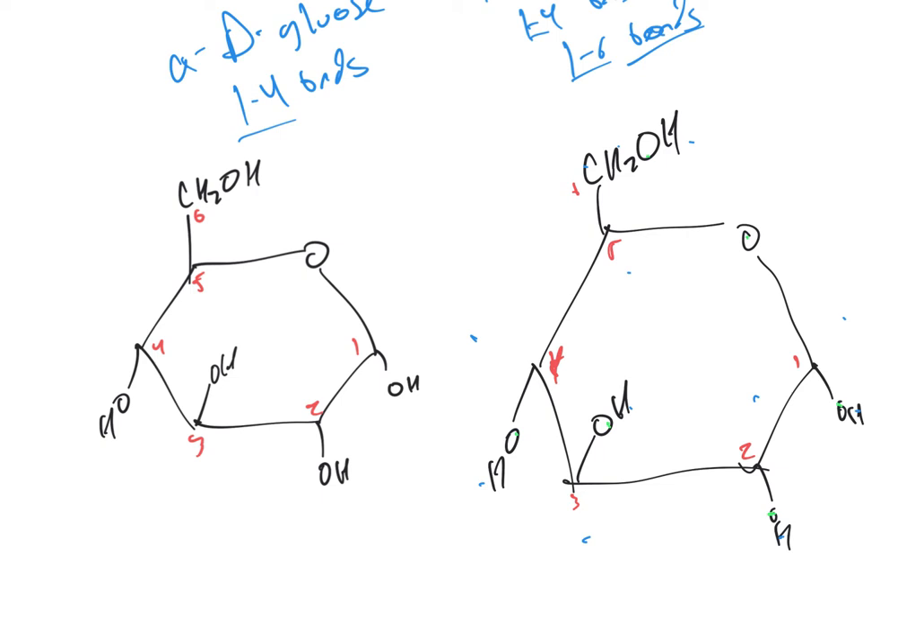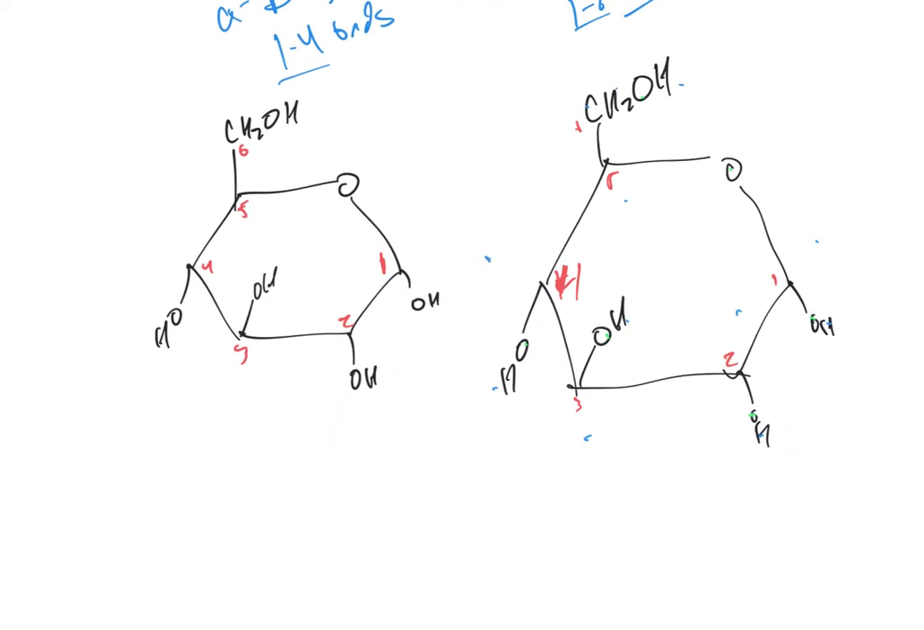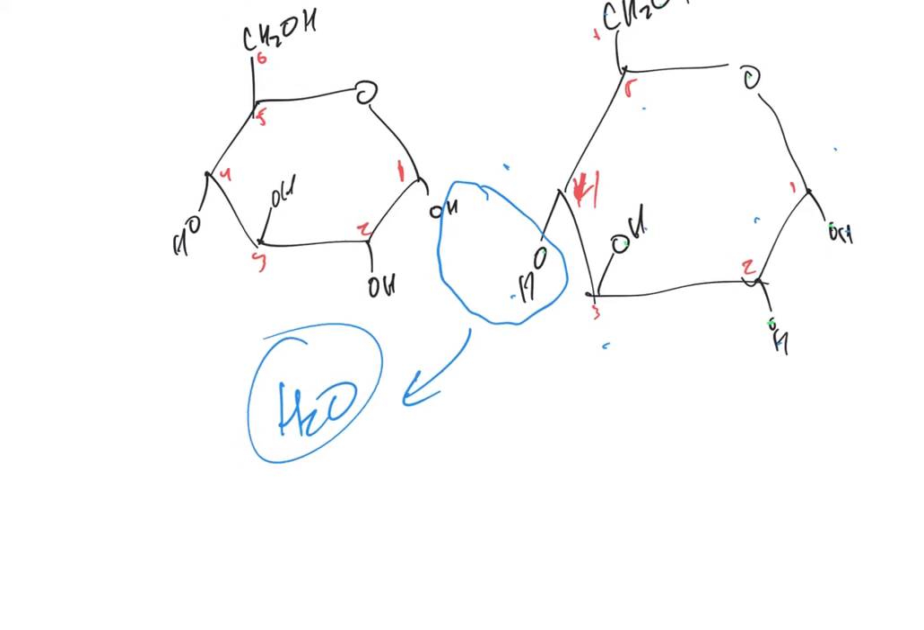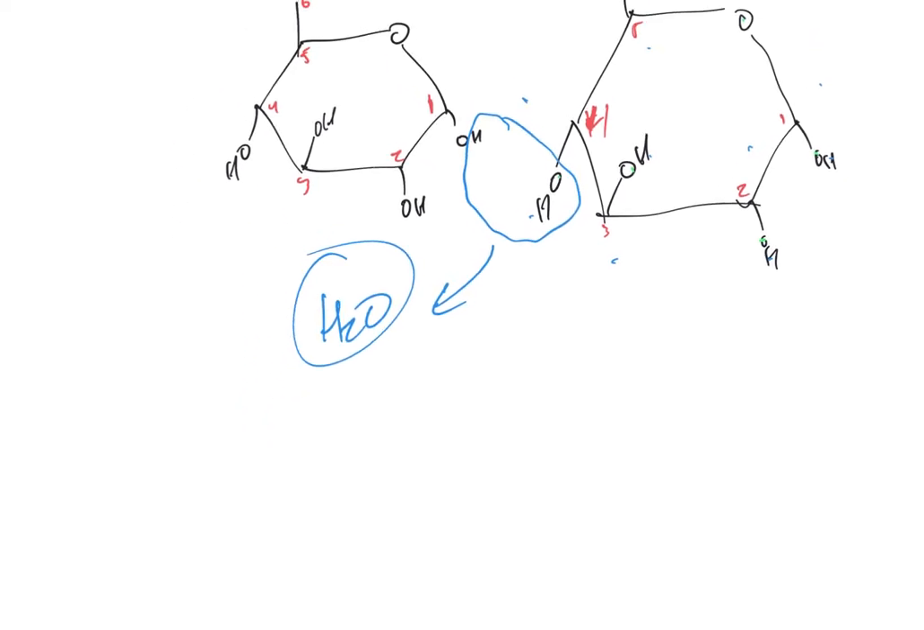So here's my number 1, here's my number 4. So there's my OH, my water goes away, and I have a 1,4 bond. So here's my glucose molecule. Now see, the water has gone away. There's only one O left, which is now here.